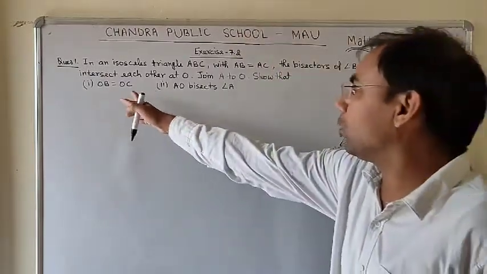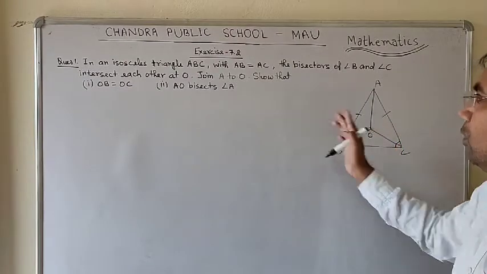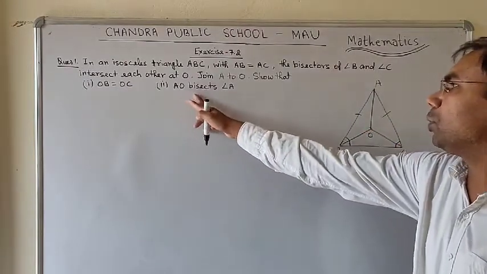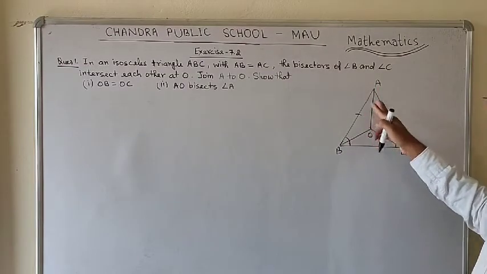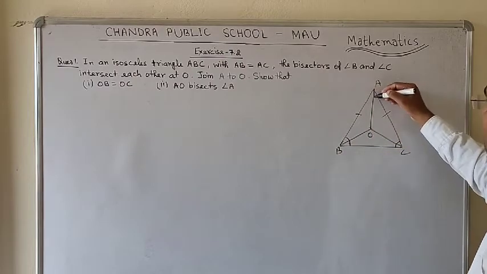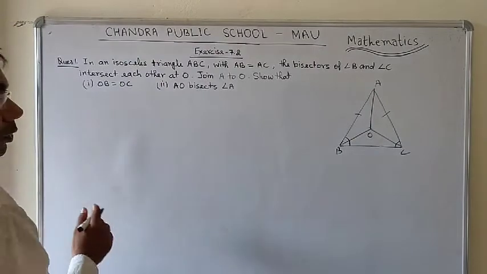Now you need to prove that OB equal to OC. You need to prove that OB equal to OC. You are also supposed to prove that AO bisects angle A, which means these two angles are equal. You need to prove it. So here I am going to give the complete solution.